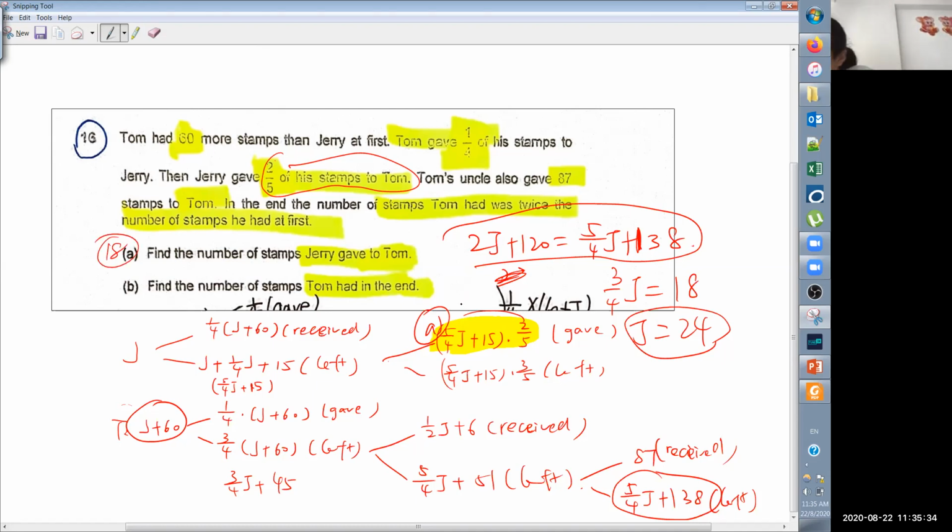So find the number of stamp Tom had in the end. So that means here. Okay. So 6、3、5、6、30、30加168了。OK。Okay, good.